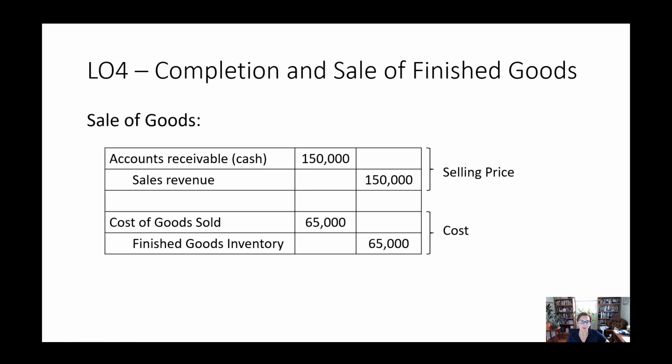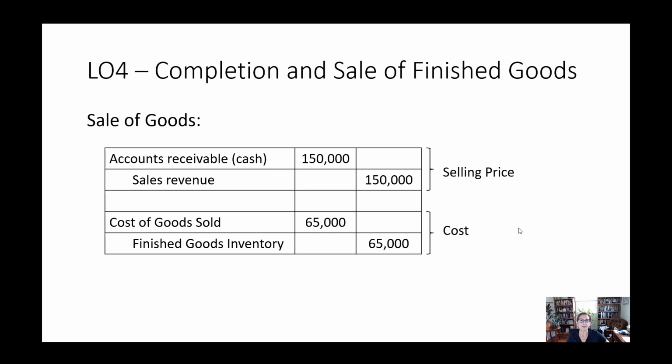Then the second entry is to take the cost and record the cost of goods sold and then remove the goods from finished goods inventory. So the inventory is going down, so we're crediting inventory and we're debiting cost of goods sold for the cost of the merchandise. Okay, now what is the gross profit on this sale?